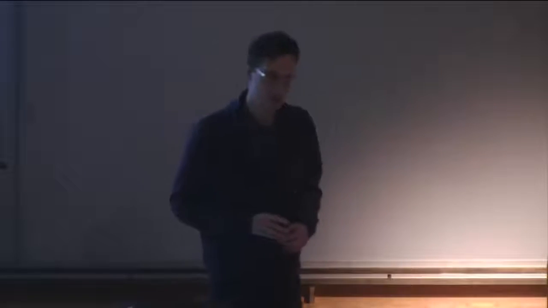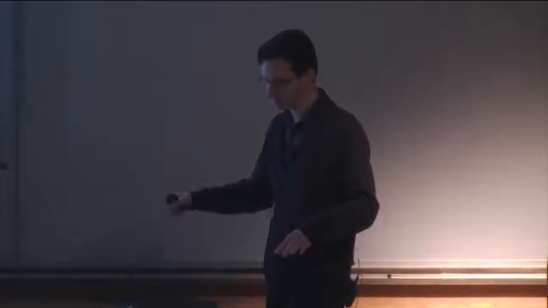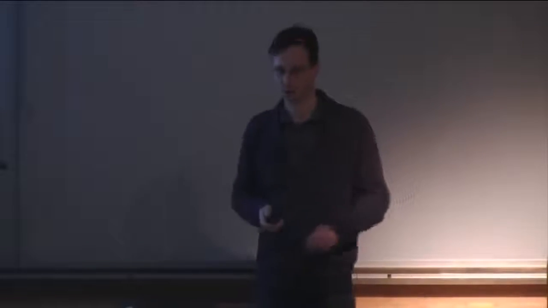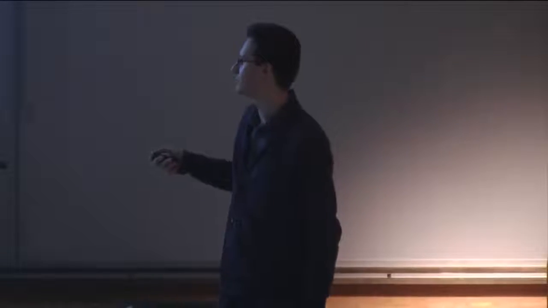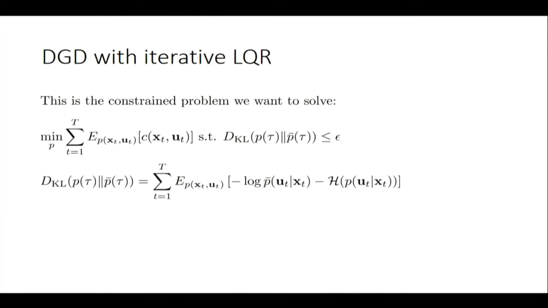All right. So now let's put the pieces back together. So we have this dual gradient descent procedure. We saw before that we could plug in the KL divergence into the cost function for LQR. So now let's combine these two ideas and actually solve a constrained optimization problem. So this is the constrained problem we want to solve. Minimize the expected cost with respect to the new controller subject to this constraint on their trajectory distributions. We saw before that the KL divergence between trajectory distributions simplifies to this really nice thing, which is just the entropy of the new controller and the negative log probability under the old controller.